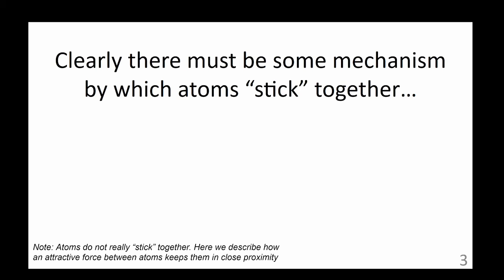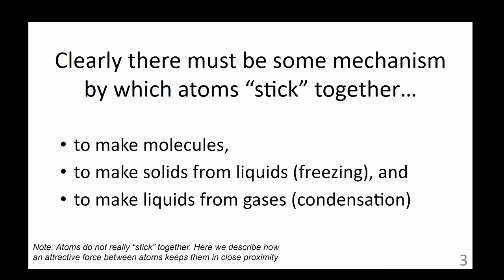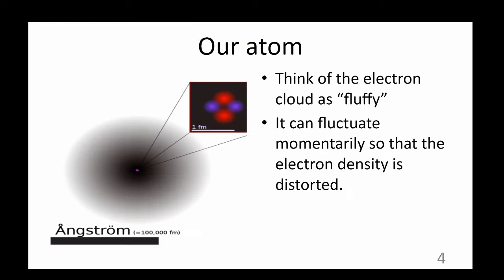Essentially, atoms need to, quote-unquote, stick together to make molecules, to form solids from liquids, or to form liquids from gases. Clearly, there must be some kind of mechanism by which this takes place. Here, we have the model of the atom used throughout these materials so far. The shading you see in the representation is for showing electron density caused by the movement of electrons.